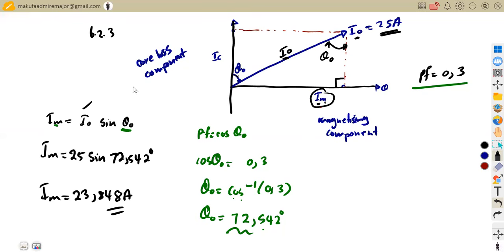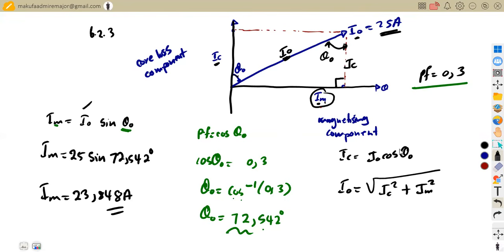It has these formulas. You're supposed to know all the formulas. The formula for IC is given as I0 cos of theta naught in this case. If you want to find the no load current from this IC, this is the same as IC on this part. So our no load current is equal to the square root of IC squared plus IM squared. These are formulas that we are supposed to take into consideration.